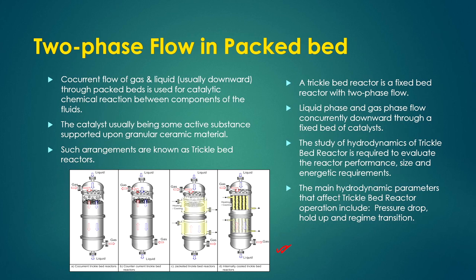Already we know some equations for single phase flow, that is Darcy's equation and Hagen-Poiseuille's equation, which is used for deriving the Kozeny-Carman equation, and even the Ergun equation. Here also, when considering the trickle bed reactor, with liquid and gas both flowing downward, what will be the frictional pressure drop for the individual phases? If you know the frictional pressure drop for individual phases, then the two phase frictional pressure drop can be assessed based on the single phase frictional pressure drop. So this hydrodynamic behavior inside the packed bed has to be known.